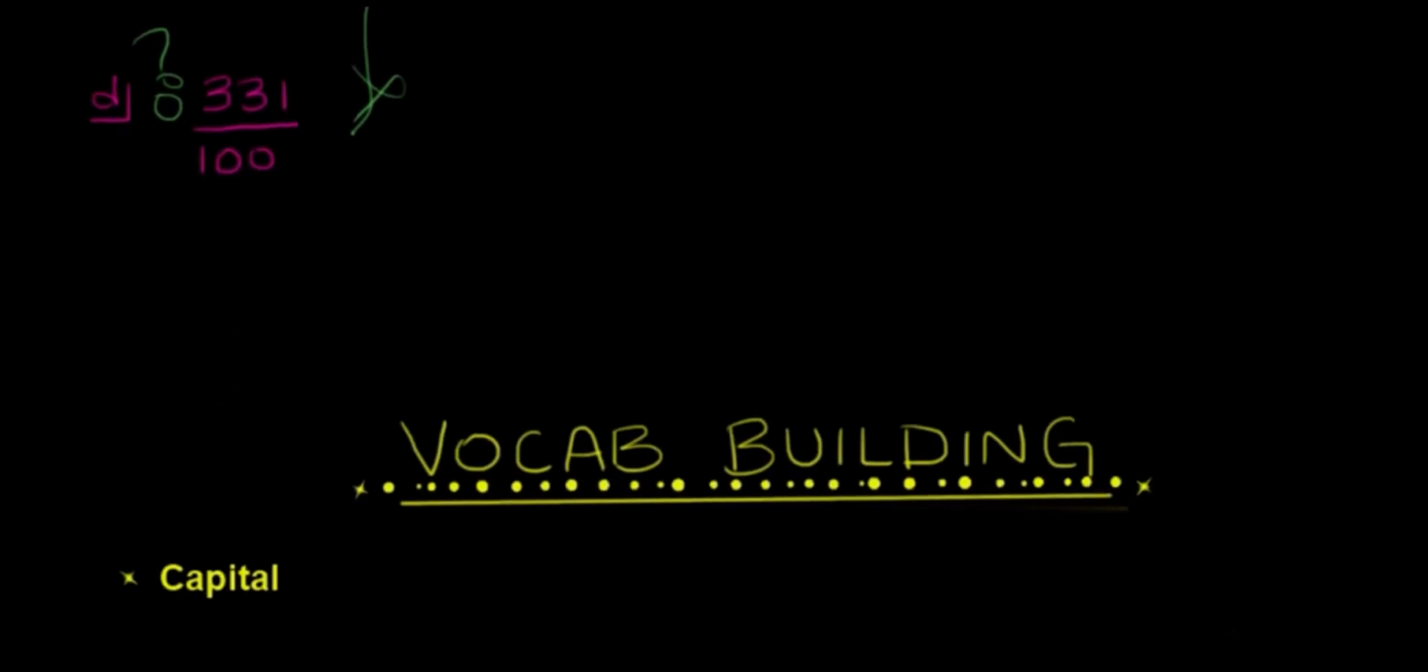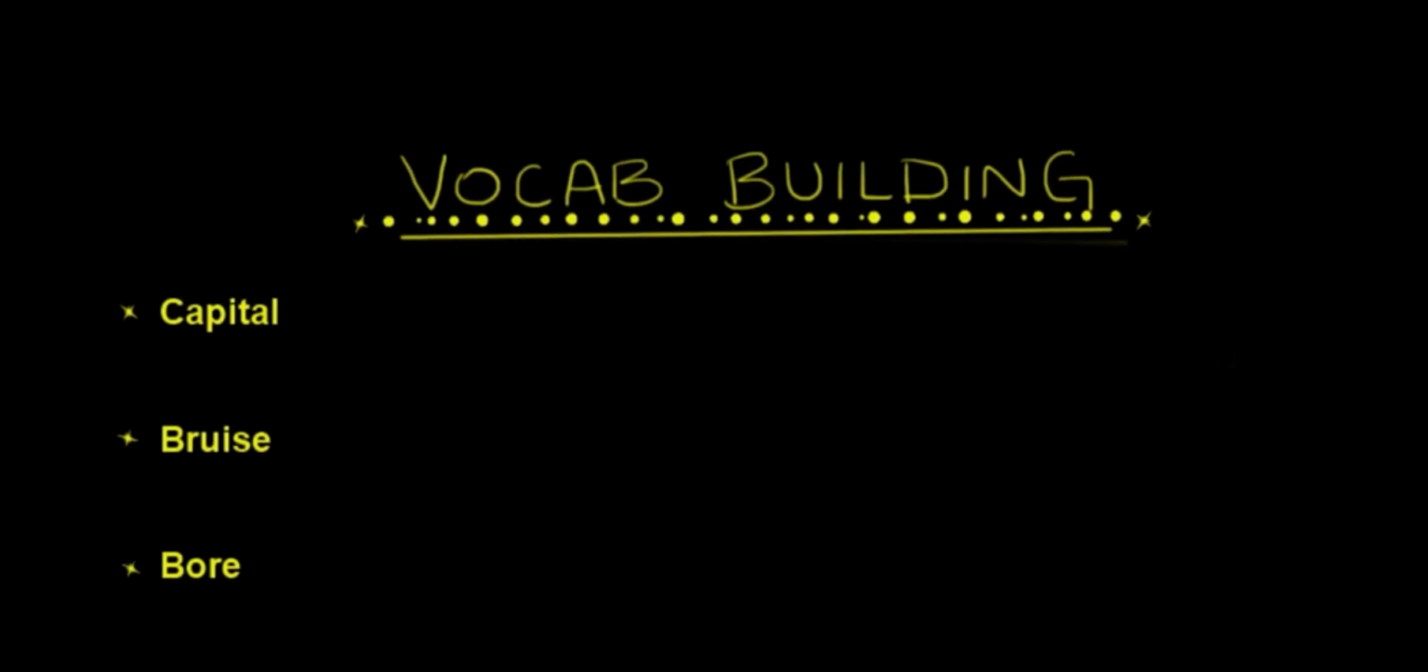That's it. We're done with most of it. Just the last bit left. We're looking into vocab building. 3 new words for today: capital, bruise, and war. I think you've heard them before. You might even know a meaning or two, but each one of them has more than one meaning, which is why I thought it's a good thing to be looking at.